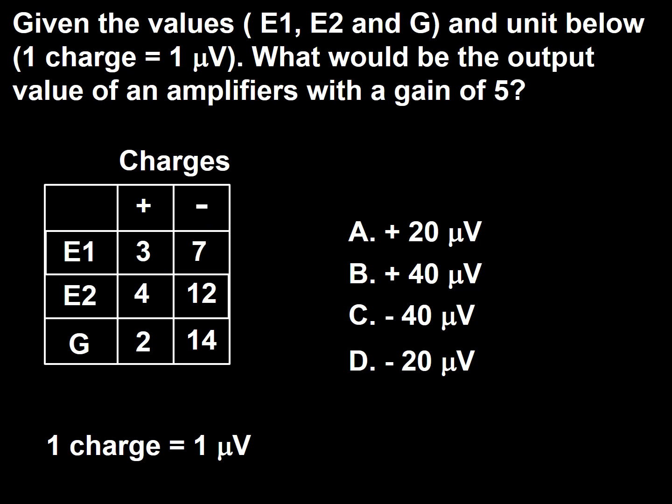Next question. Given the values of E1, E2, and G, and the unit below, 1 charge equal to 1 microvolt, what would be the output value of an amplifier with a gain of 5? A, plus 20 microvolts, B, plus 40 microvolts, C, minus 40 microvolts, D, minus 20 microvolts. You can see the charges stated in the square.